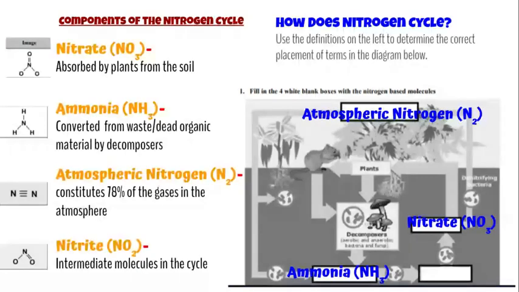And that leaves the last one to be an intermediate molecule in the cycle, and the only box that we have left. It means it's an intermediate or a conversion between ammonia to nitrate. And so this is what our nitrogen cycle would look like.